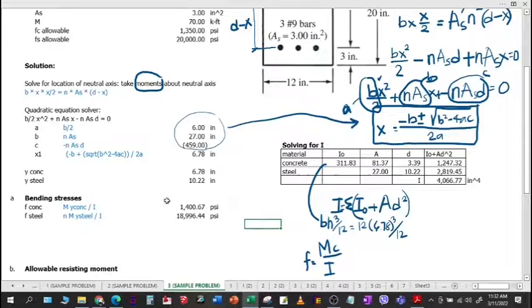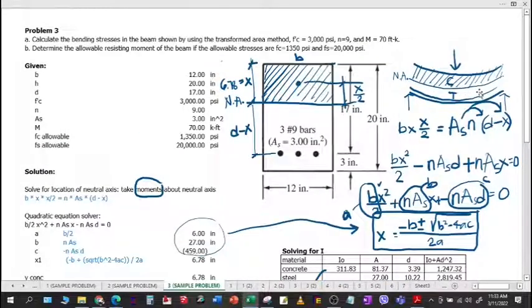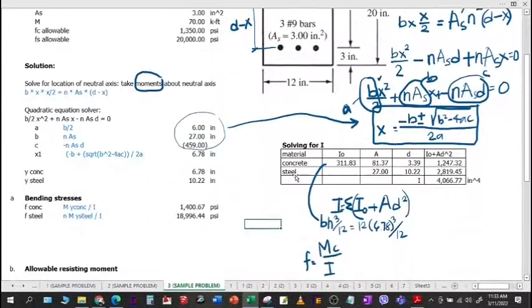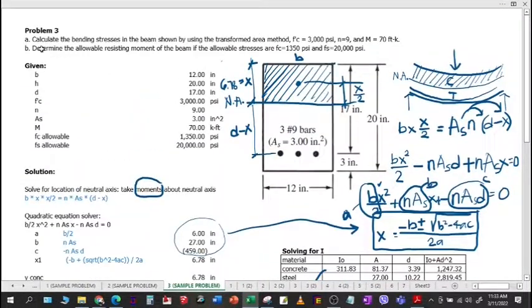So you can clearly see here that the steel is the one being stressed so much when the beam is bended, because this one will hold a lot of tension stresses and above will have compression stresses. Okay, now for question B, determine the allowable resisting moment of the beam if the allowable stresses are FC prime or FC equal to 1350 and Fs is 20,000.